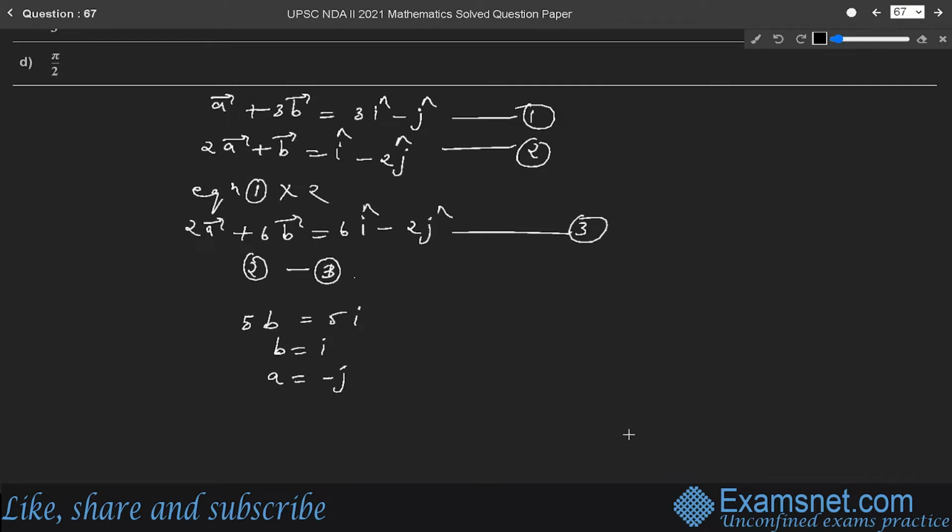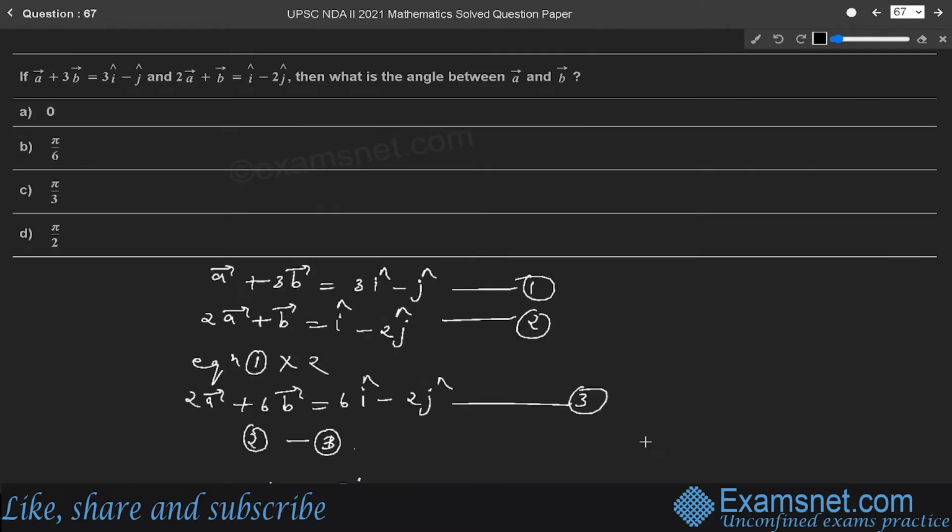Now we have to find the angle between A and B. So let us find it by calculating the dot product. A vector dot B vector will be equal to minus I dot J. So it will be 0. 0 means 90 degrees. It means pi by 2. So the angle between A and B will be pi by 2. So option D is the correct option for this question.